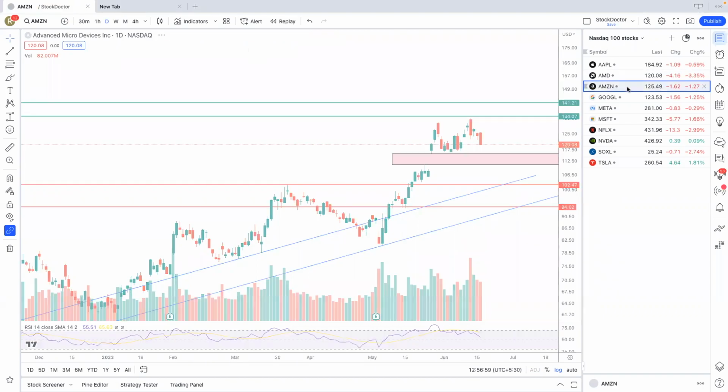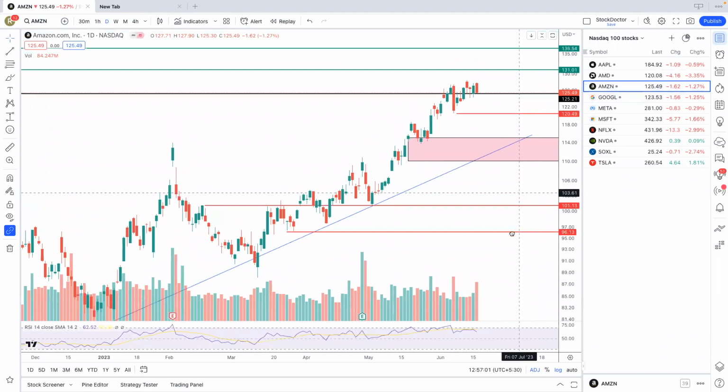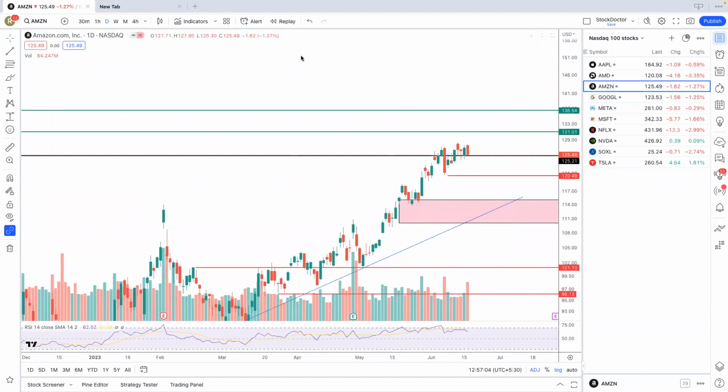Next stock we have is Amazon. For Amazon, the levels are as below. 125 is an important support. If this support gets breached, then I'm looking for the level of 120 and 116 to 110 as a support area.